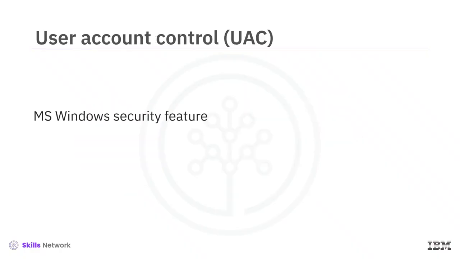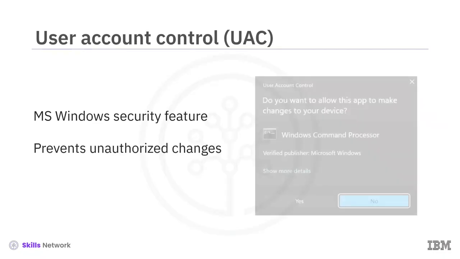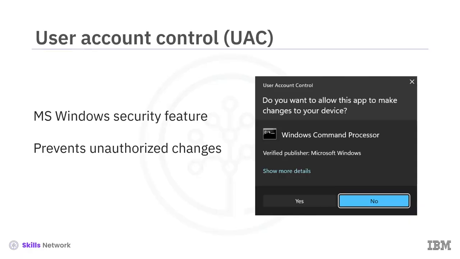User Account Control, or UAC, is a security feature in Microsoft Windows that helps prevent unauthorized changes to the system. The UAC asks for permission when a process requires administrative privileges. A best practice is to leave UAC enabled to balance usability and security.